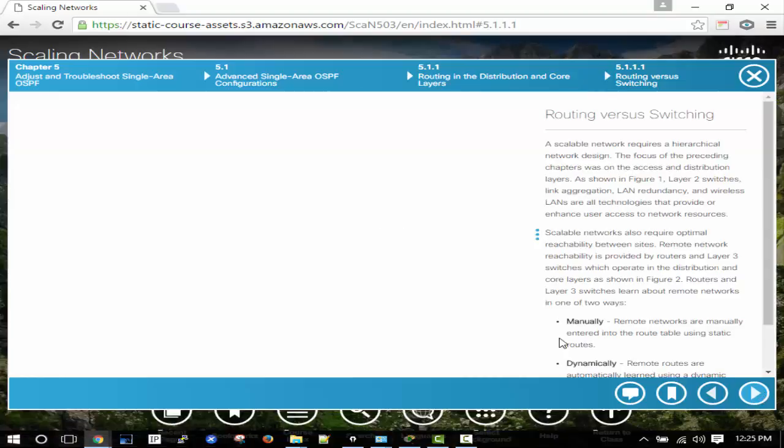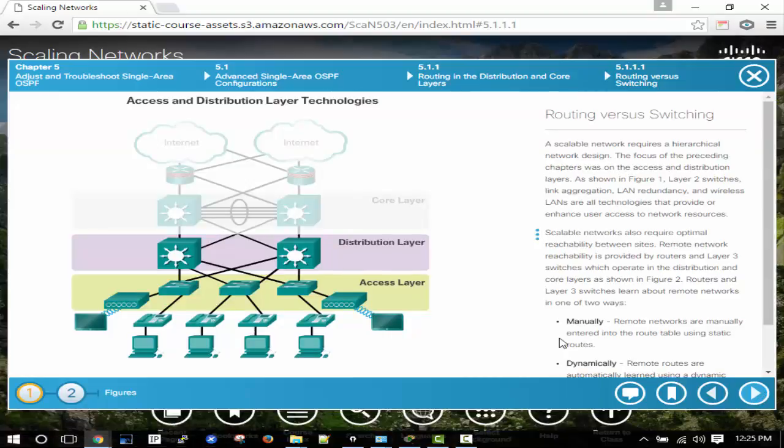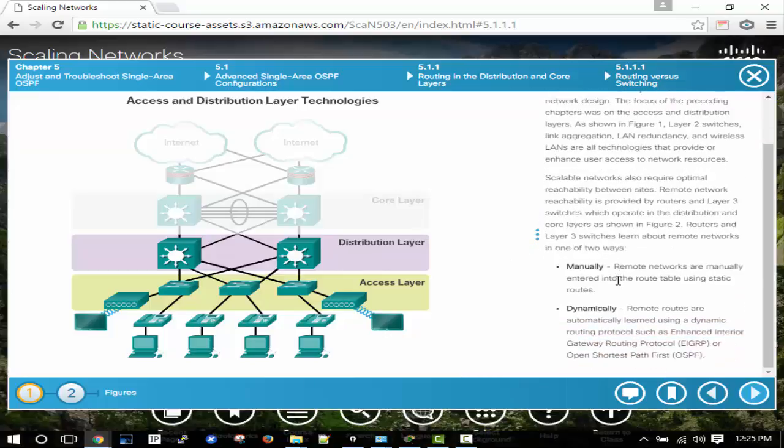Routing in the distribution and core, which is where routing happens, right? We're going to aggregate in the distribution core, and so we can do routing in two ways, but you guys already know this. Once again, review: manually, which would be static routing.